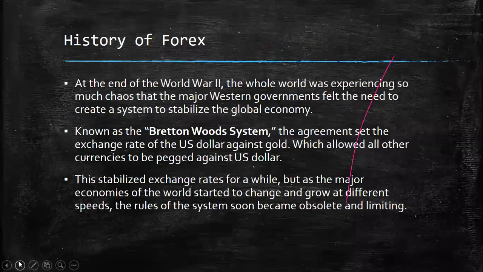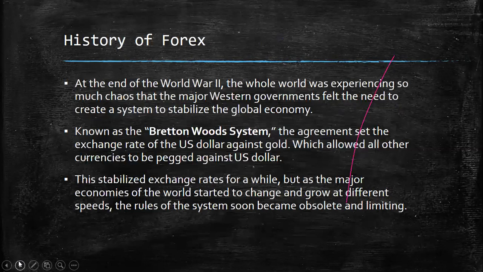Now here's the history of Forex. At the end of World War II, the world was experiencing so much chaos that the major Western governments felt the need to create a system to stabilize the global economy. This is the start of the Bretton Woods system. That's the agreement that set the exchange rate for the US dollar against gold, which allowed other currencies to be pegged off the US dollar.